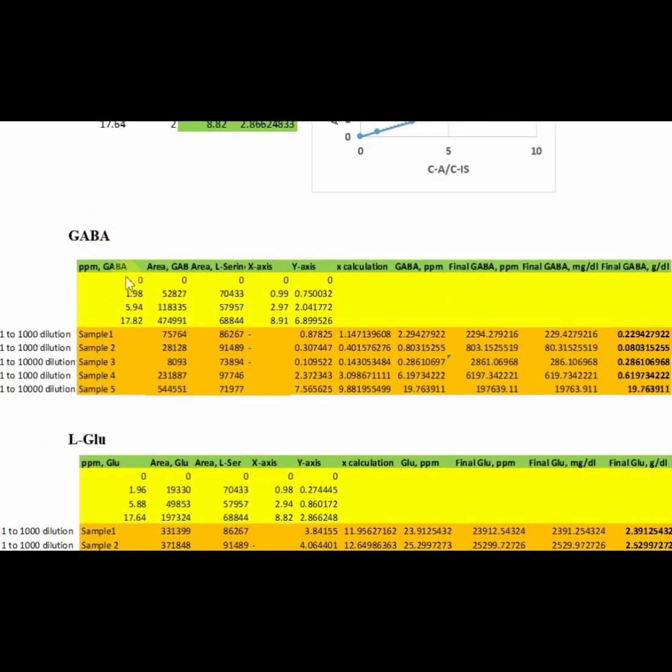Now for GABA, ppm, first is 0 ppm, 1.98 ppm, 5.94 ppm, 17.82 ppm, area of GABA, as shown in the table. Then area of L-serine obtained.